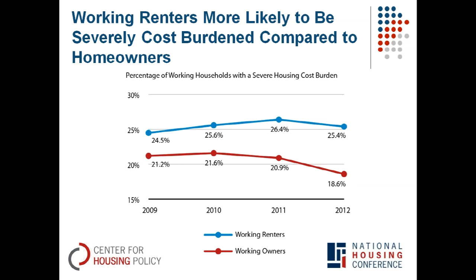Now, when you look below at the working owners, you see there's a slightly better picture. It looks like the housing challenges really peaked for working owners in 2010 and then continued to improve as the share of working owners with severe housing cost burdens decreased to the point in 2012 where a little less than 20% of working owners had this severe housing cost burden.